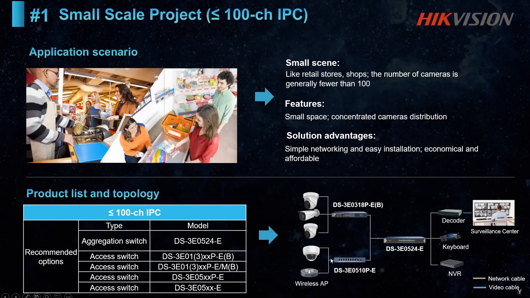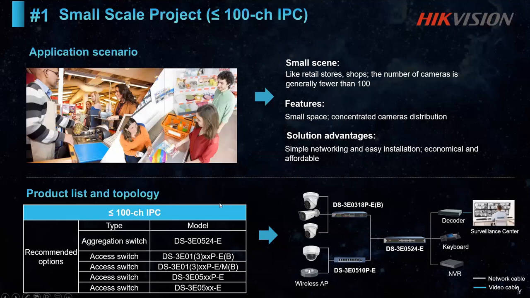And basically, after that, we are recommending the DS3E0524-E aggregation switch, which is capable of delivering the throughput coming from all those cameras as well as access points if you have them, and back to the servers, back to the NVRs and decoders, where you have a smooth drive.